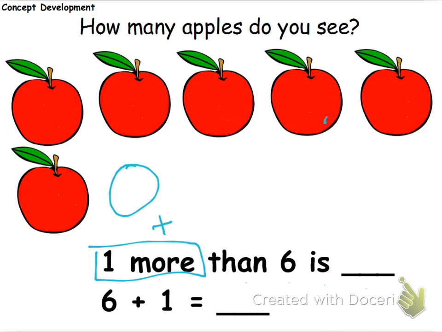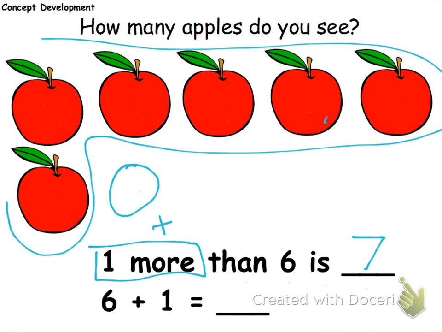Okay, so there were 6. We added 1 more. So let's count. What is 1 more than 6? 1, 2, 3, 4, 5, 6, 7. Oh, it's 7. So we had 6 first, plus 1 more is 7. So 6 plus 1 equals 7.